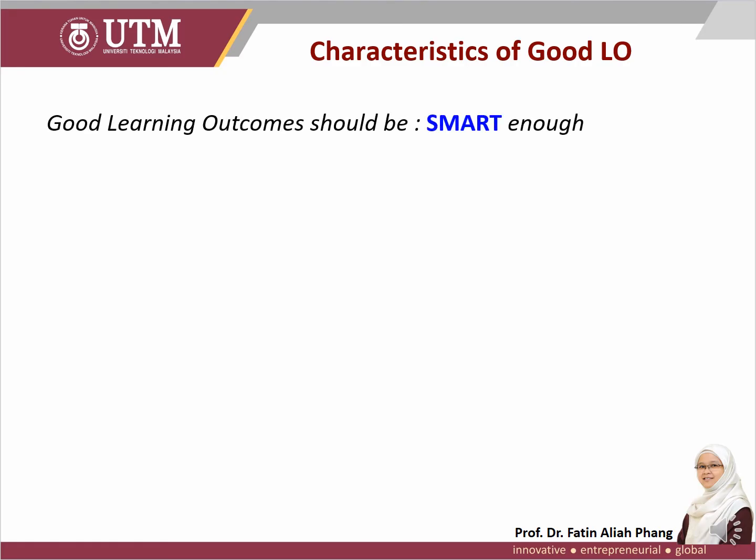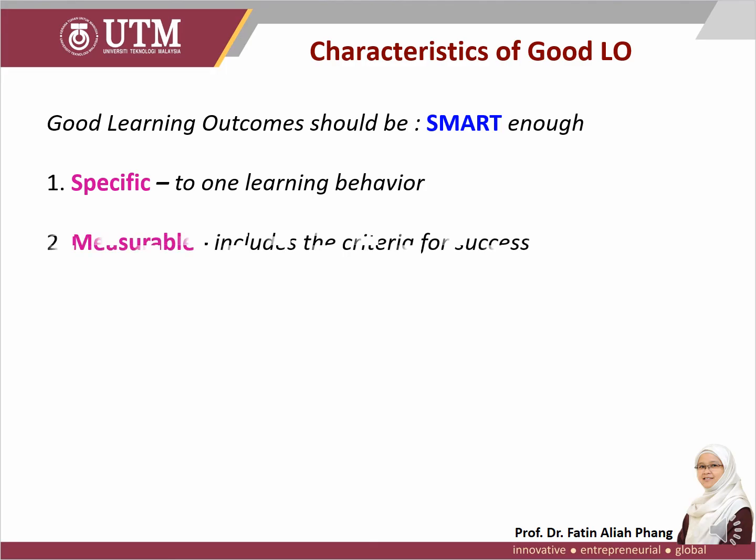It should be smart enough. SMART is acronyms for 5 words, right? The first one is specific. So it must be specific to certain learning behavior, just one behavior. So you want to measure just one learning behavior, and it must be measurable. Measurable, so you have certain criteria.